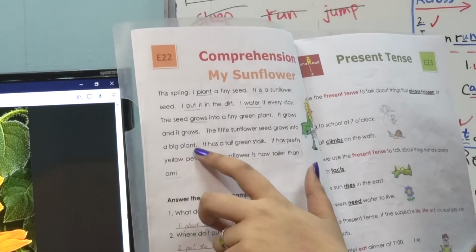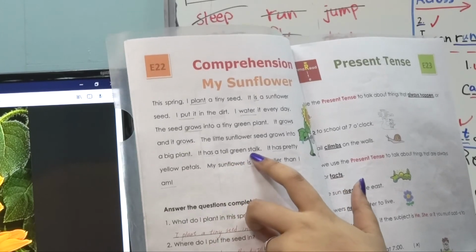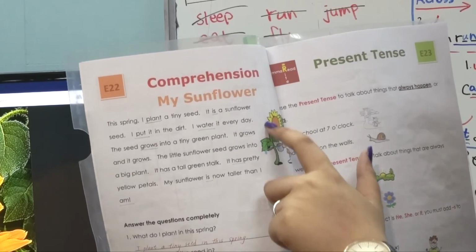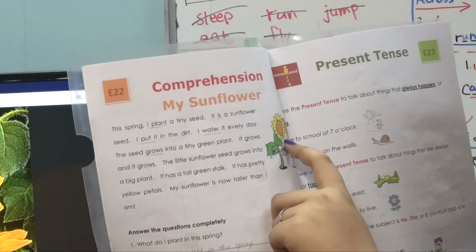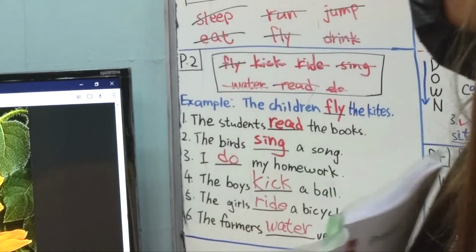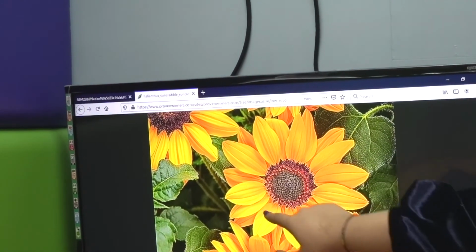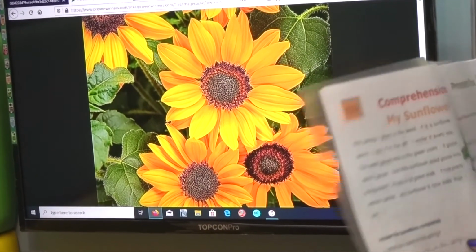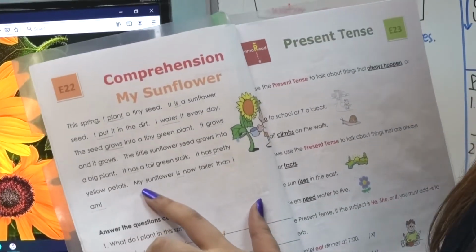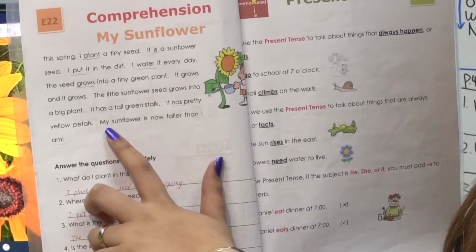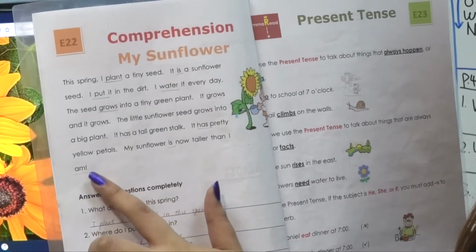into a big plant. It has a tall green stalk. Tall green stalk. It has pretty yellow petals. These are called the petals. Very beautiful, right? Petals. Yellow petals. My sunflower is now taller than I am.